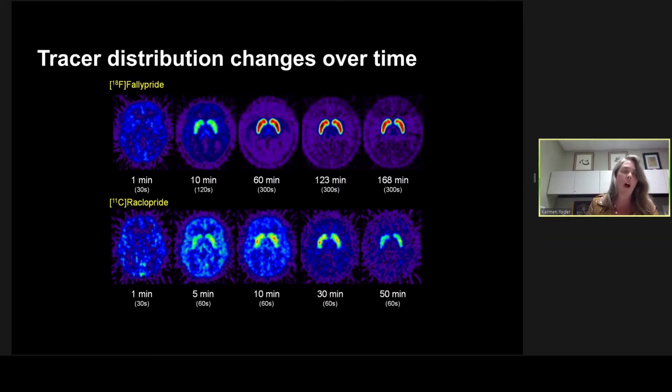On the top, we have F18 fallypride, shown with axial slices from 1 minute post-injection all the way out to almost 3 hours. And on the bottom, we have carbon-11 raclopride, shown from 1 minute to 50 minutes. And although both of these tracers bind to the same target, they have very different kinetic properties. But we can take this information about these kinetic properties and use it to get what we're really trying to understand, which is receptor density.